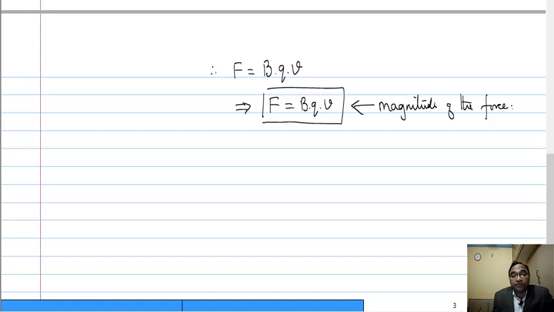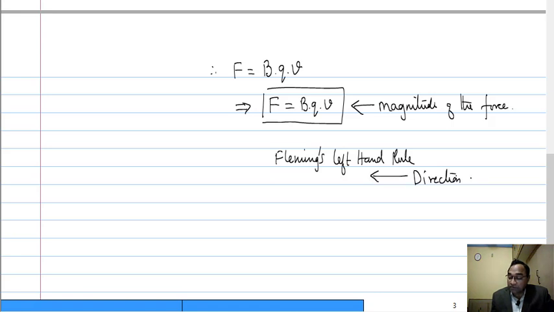The direction of the force is given by Fleming's left hand rule. Now what is that? It states that stretch the 3 fingers of your left hand such that they are mutually perpendicular to each other. That is exactly how we stretch. Then the first finger represents the direction of the magnetic field, the middle finger represents the direction of motion of the charged particle, and the thumb represents the direction of the force. That is exactly how, by using Fleming's left hand rule, this gives us the direction of force. That is exactly how the magnitude and direction can be found out.